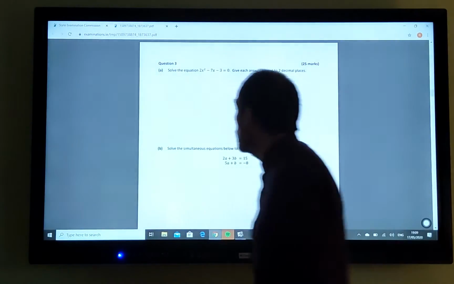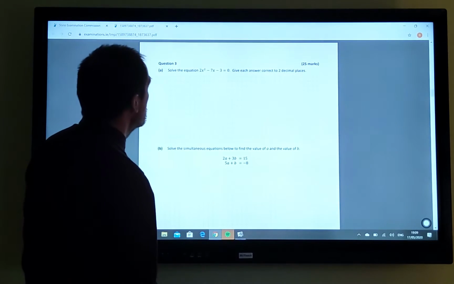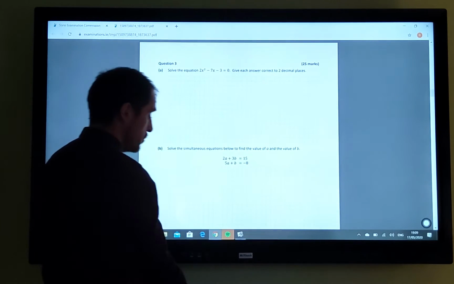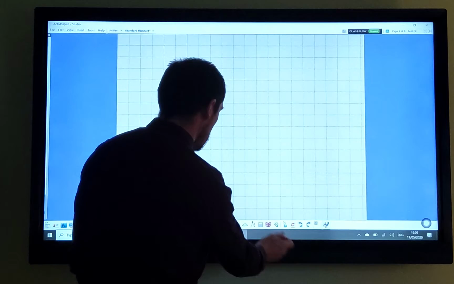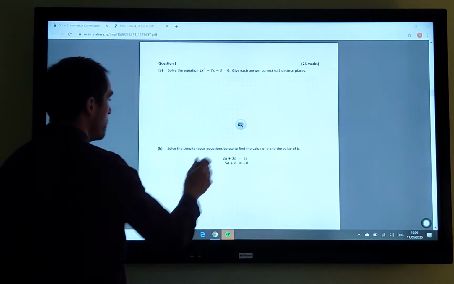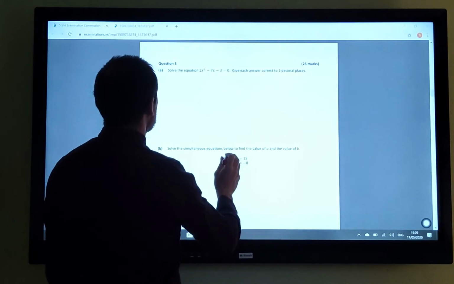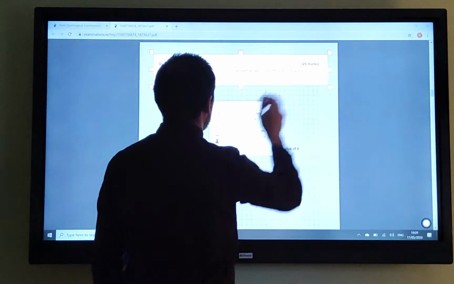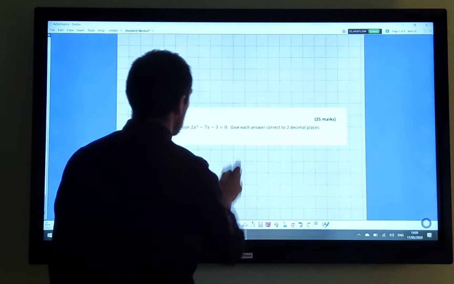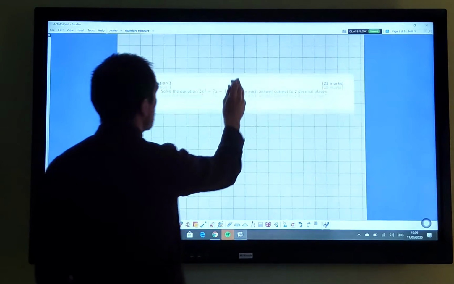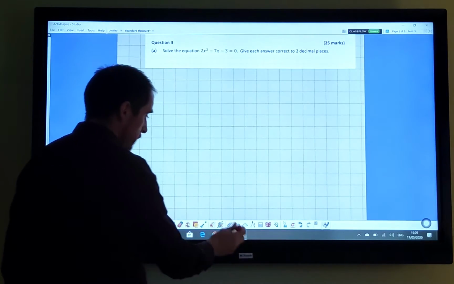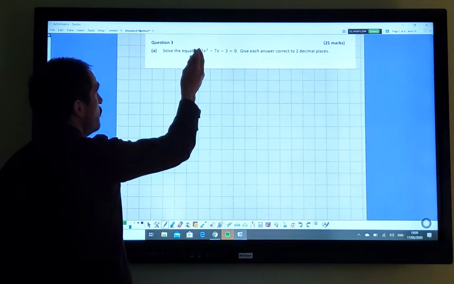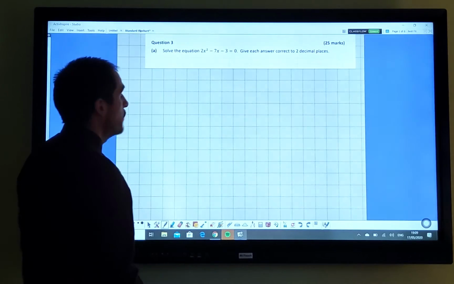So we look at the question here. It's solve the equation 2x squared minus 7x minus 3. Now, what I'm going to do is I'm just going to take a copy of that and bring it to my board. And we get it like this. Now, this is a question that's fairly standard on the Leaving Cert Ordinary Level paper. So we look here, and I've got 2x squared minus 7x minus 3.